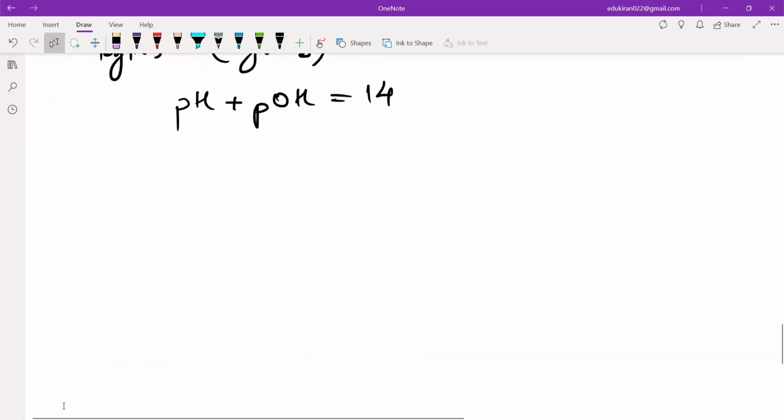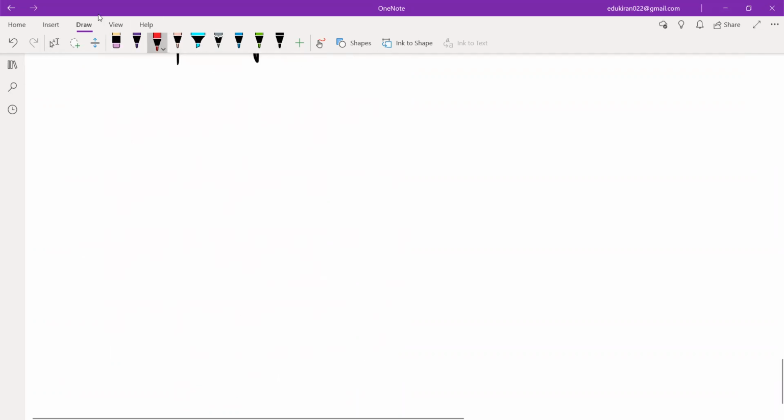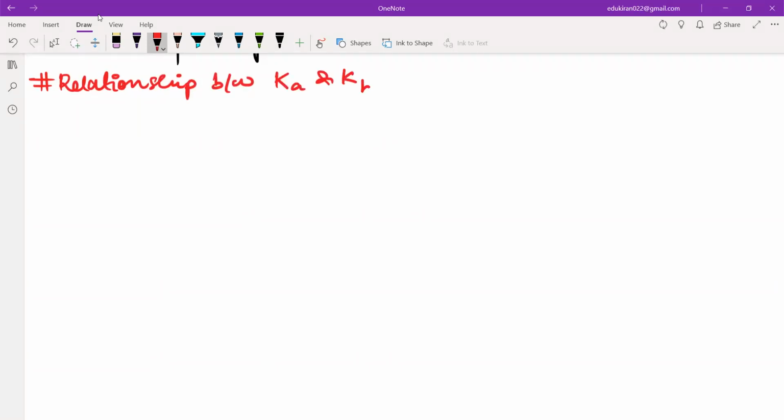So if you have the pH, you can calculate the pOH also, okay? And vice versa. Right, next. Relationship between Ka and Kb of conjugate acid base pair.